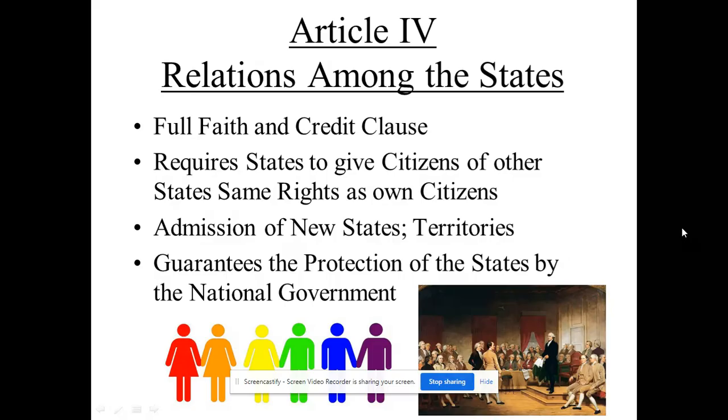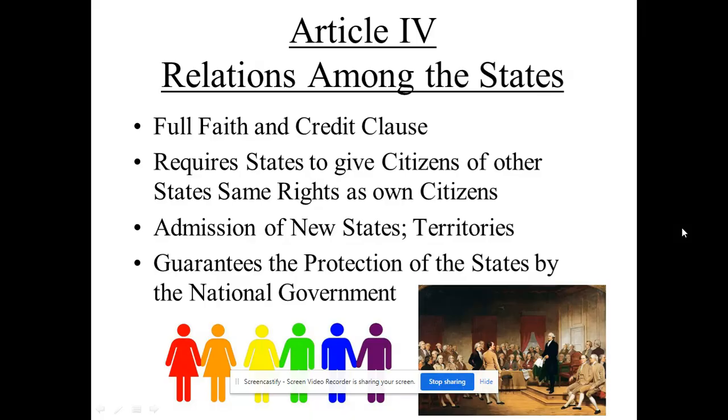The first article is the legislative branch. The second article is the executive branch. The third article is the judicial branch. The fourth article, you guys should have already watched an Ed Puzzle about, but I'm just briefly going to go through this again. It is mostly about relations among the states.